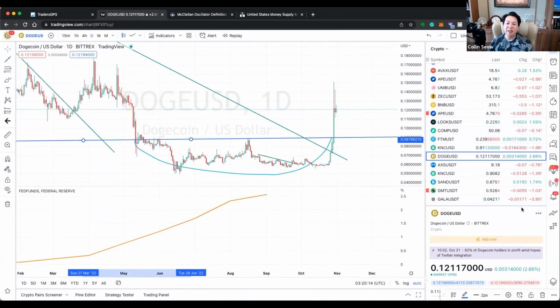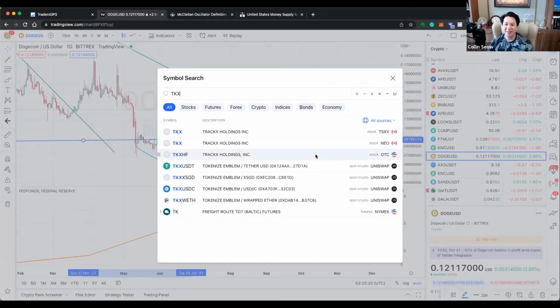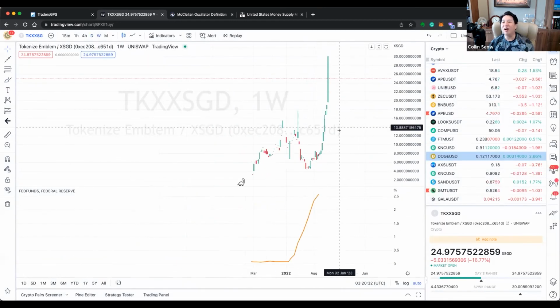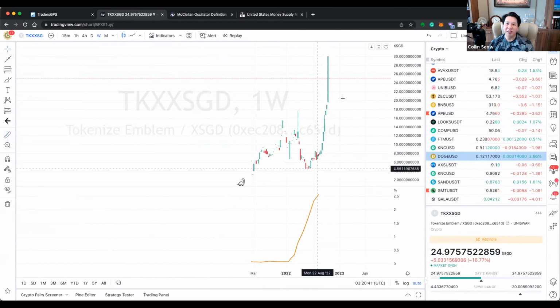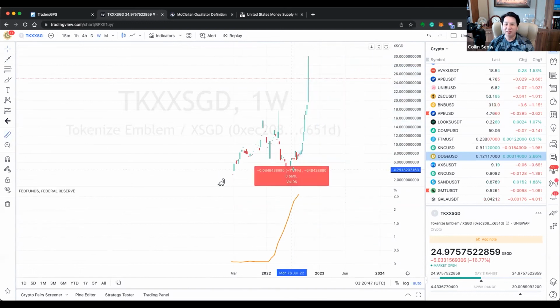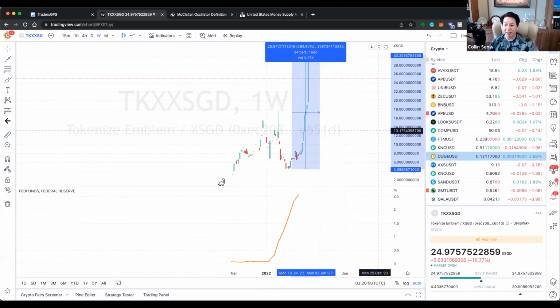Tokenize, the one, congratulations. Who has TKX? Like me, if you have TKX. Quite a lot of you have, I'm sure, right? Versus SGD, it's not very accurate, but went up a lot, from July, right? $4 until now is up almost 500%, 600% now. Okay, very cute. Now don't buy.